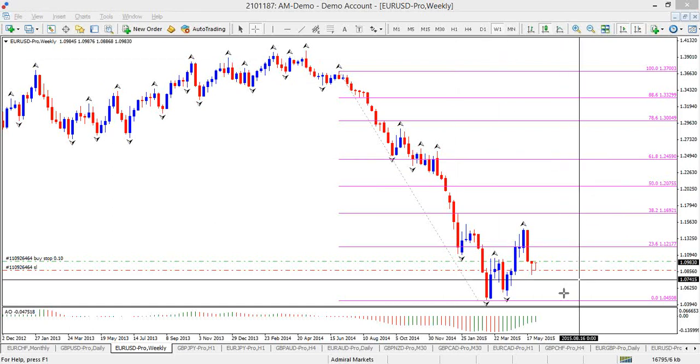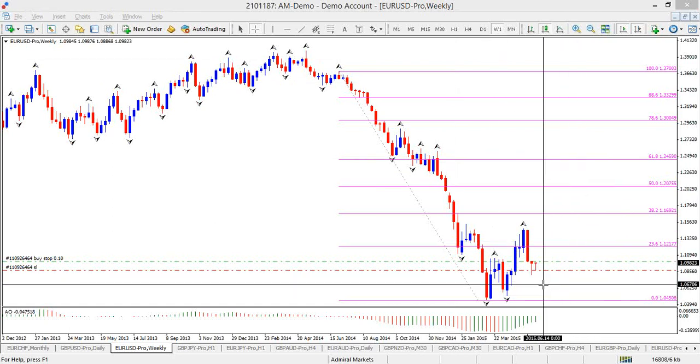Okay. Weekly chart. There was something on my mind. I'm a bit annoyed that I don't remember. But okay, doesn't matter. I'll have to let that go.